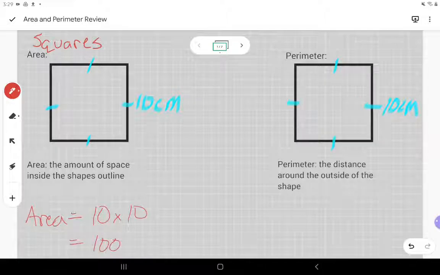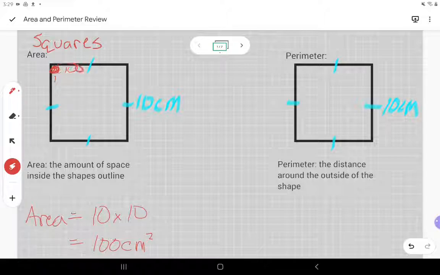And because I'm looking at an area, this gives me 100 centimeters squared. So what that means, centimeters squared, it means that this little square here, it's kind of like a 1 centimeter by 1 centimeter little square. And there are 100 of these little squares that take up the entire area on the inside.